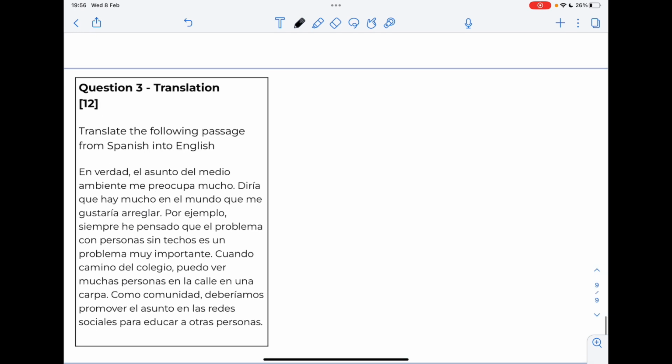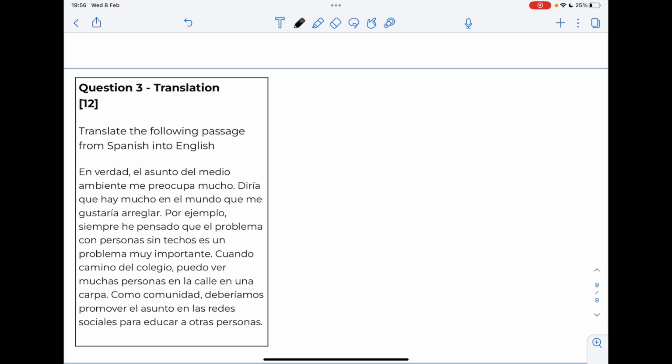So, the translation task on all of my papers is usually for around 12 marks. So, let's see what this says. En verdad, el asunto del medio ambiente me preocupa mucho. Diría que hay mucho en el mundo que me gustaría arreglar. Por ejemplo, siempre he pensado que el problema con personas sin techos es un problema muy importante. Cuando camino del colegio, puedo ver muchas personas en la calle en una carpa. Como comunidad, deberíamos promover el asunto en las redes sociales para educar a otras personas. Nice little chunk of paragraph there, if I do say so myself.